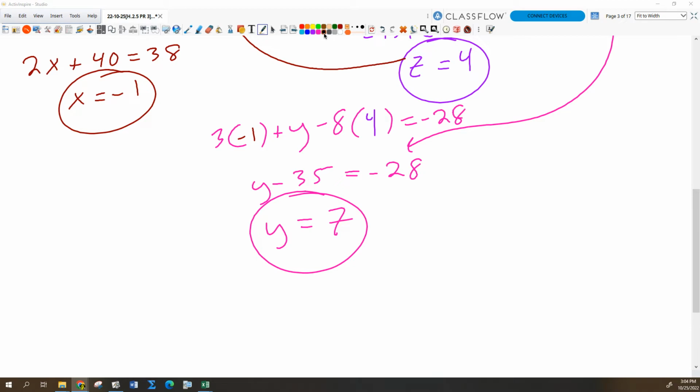Okay, so how would I write my answer then? You put parenthesis, negative 1, comma, 7, comma, 4, and parenthesis. Good. And what do I call that thing? An ordered triple. There you go. It's an ordered triple. Okay.